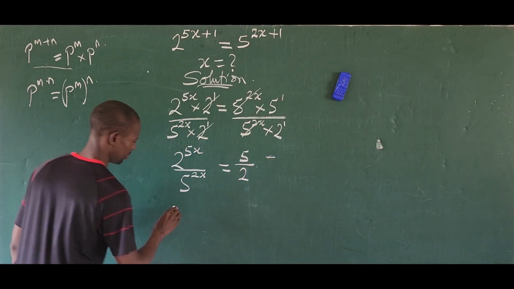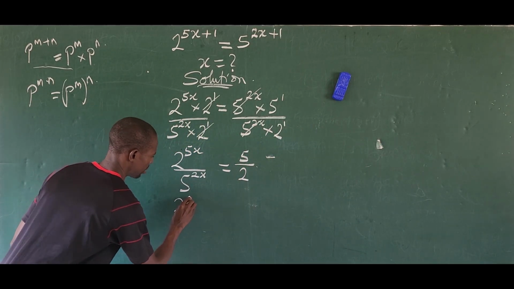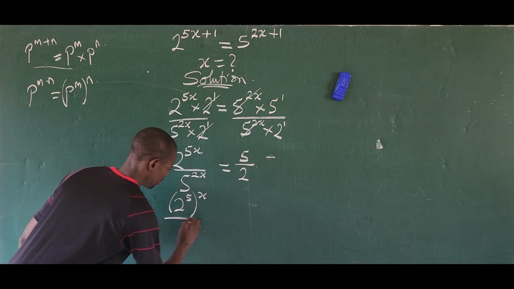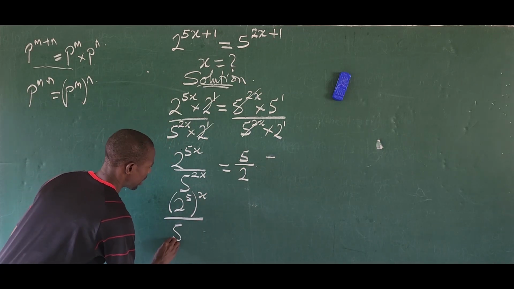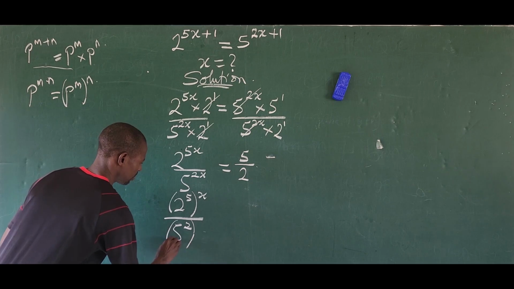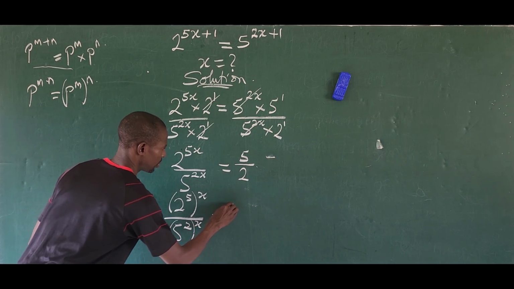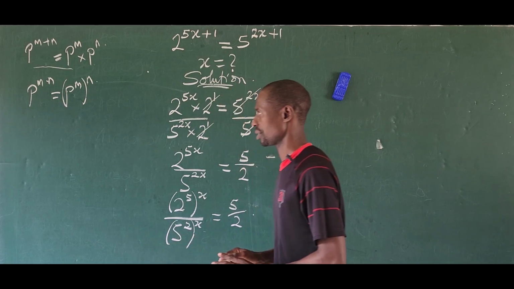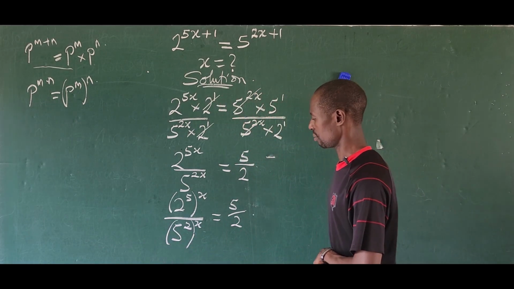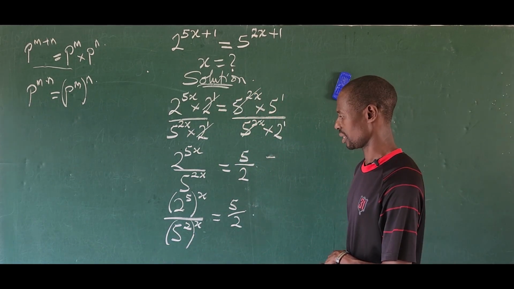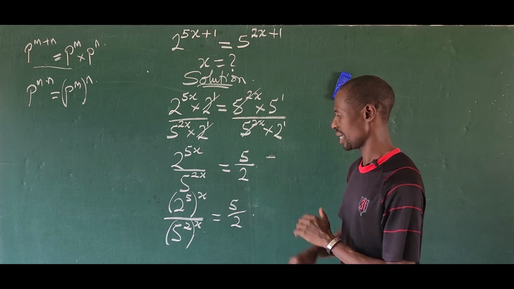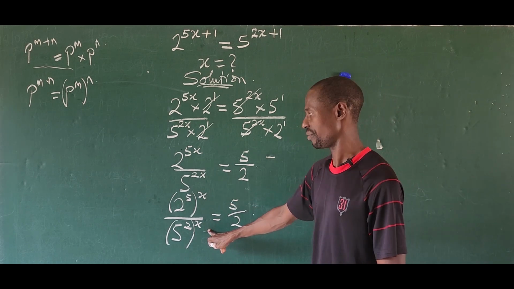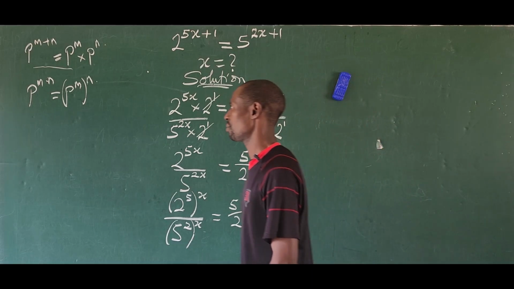Okay, so we're going to have this to be 2 to the power of 5 all raised to the power of x, all over 5 to the power of 2 all raised to the power of x, equal to 5 all over 2. This is easy, right? Good. Now, what we do from this part here is pretty easy again. We have this to the power of x, we have this to the power of x. We apply another rule again.